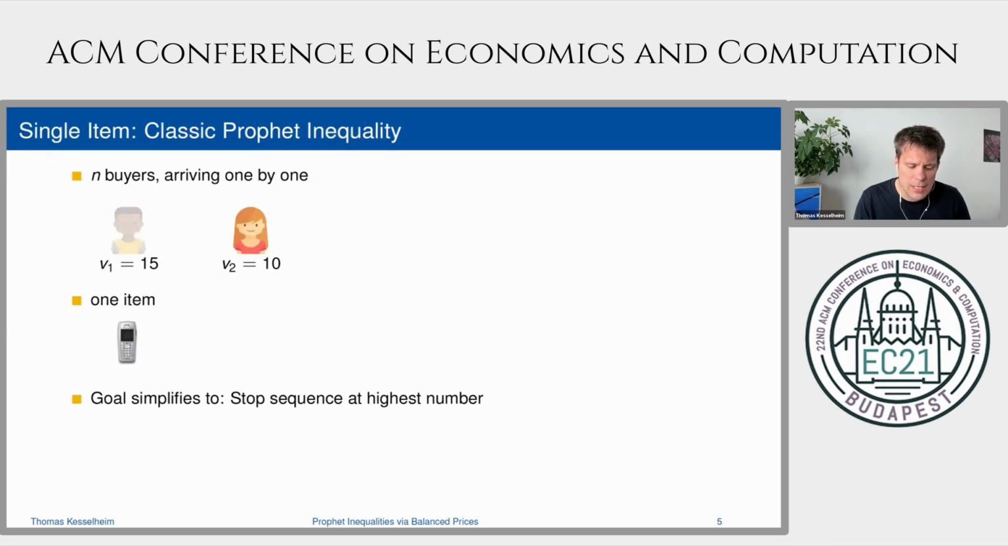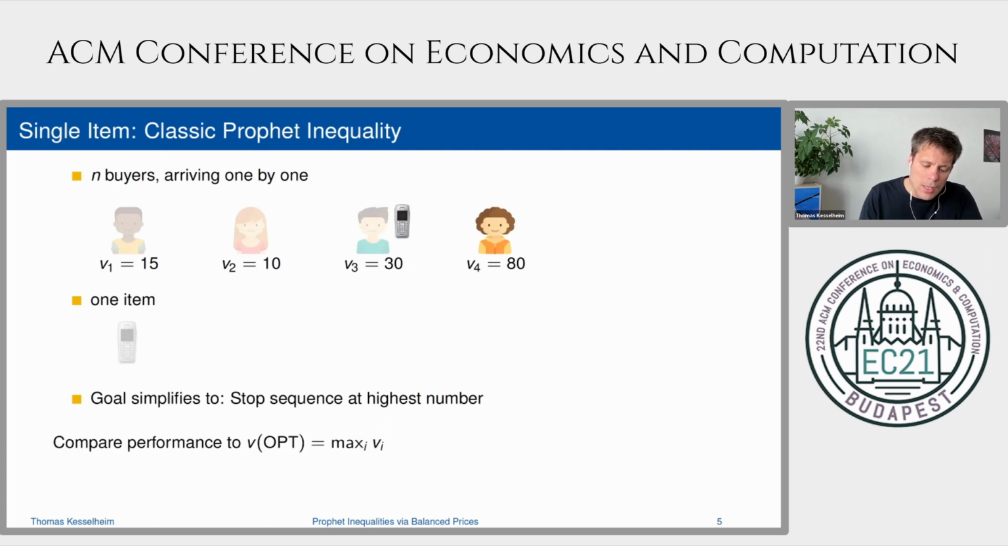She has a value of 10 for the item. Let's keep the item. He now has a value of 30 for the item. You might get it. And she might have a value of 80 for the item. Okay, we cannot give her the item because the item has already been allocated. Good. So the question is now, how does the performance of our way of allocating the item compare to the best optimum in hindsight, so the maximum of all the values that we have in this sequence?